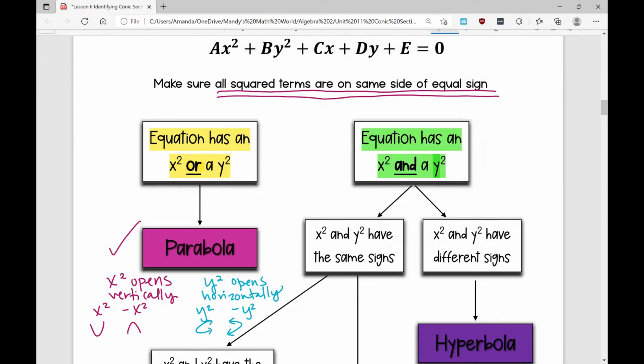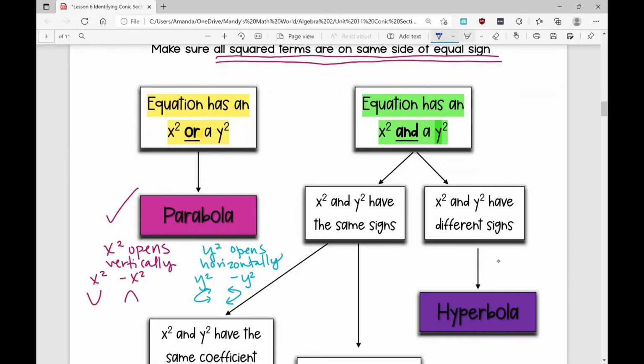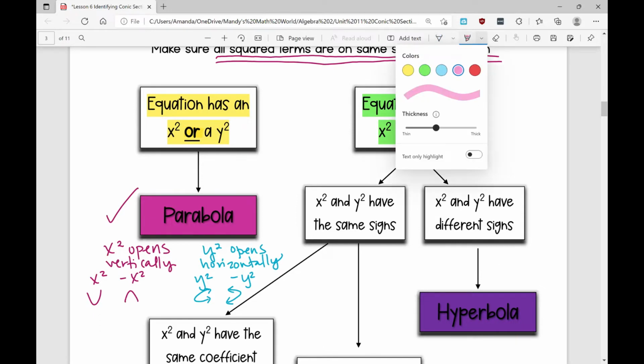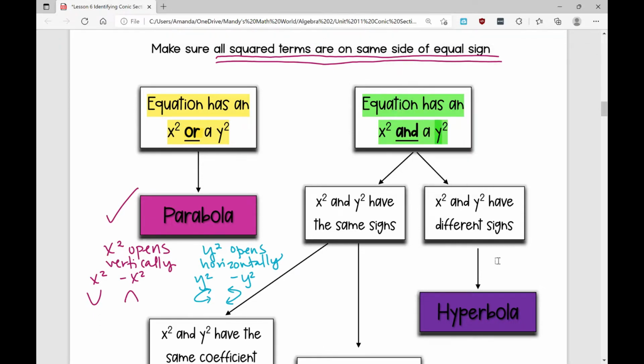If your equation has an x squared and a y squared, we're looking at: is it a hyperbola, is it an ellipse, or is it a circle? Well, first, do x squared and y squared have the same sign, or do they have different signs? If x squared and y squared have different signs, like x squared over something minus y squared over something, or y squared over something minus x squared over something, then you're looking at a hyperbola.